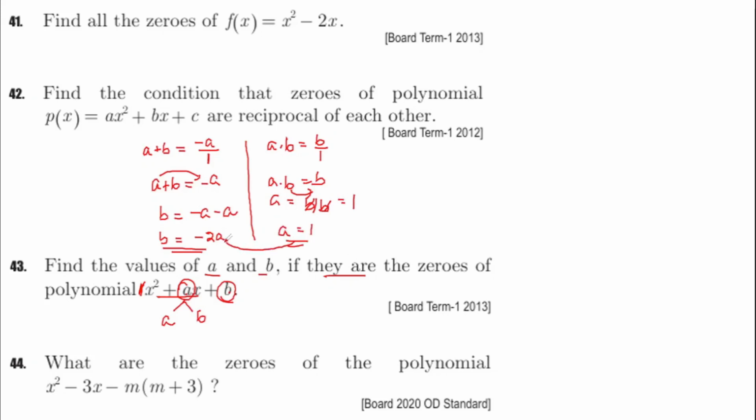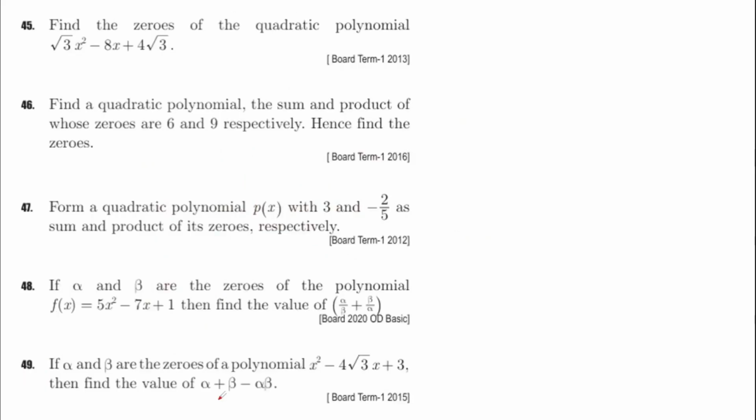Now, if you put the value of a here, what you will get, b is equal to minus 2 into, in place of a, you can write 1, and that gives you b is equal to minus 2. So here the value of a is 1 and the value of b is minus 2. So I hope this is clear. Now question number 44, we have already discussed this question, so no need to discuss it again. Okay, you may go through the previous videos so that you can get the answer.